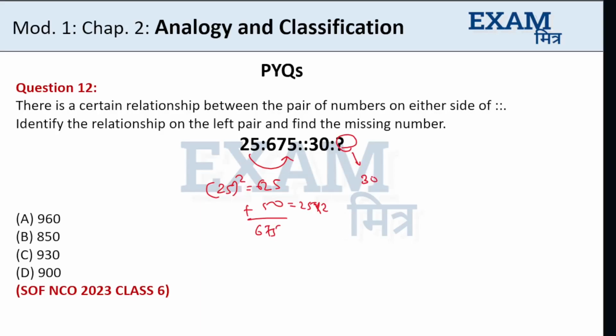In the same way, to get the next number, what must be done? We must add the square of 30 to the double of 30 to get the next number. What is the square of 30? 900. What is double of 30? 60, and this gives us 960. So our answer must be 960.